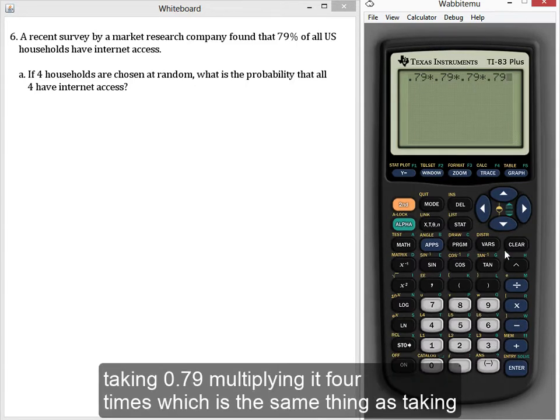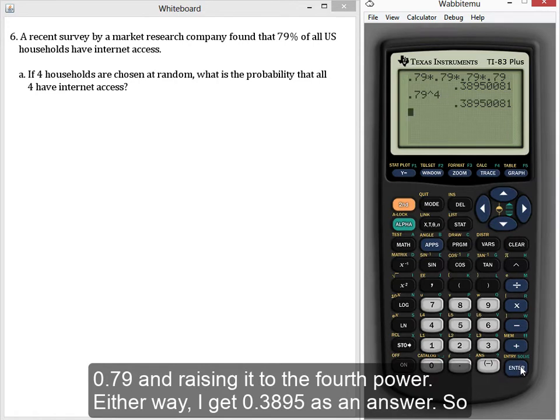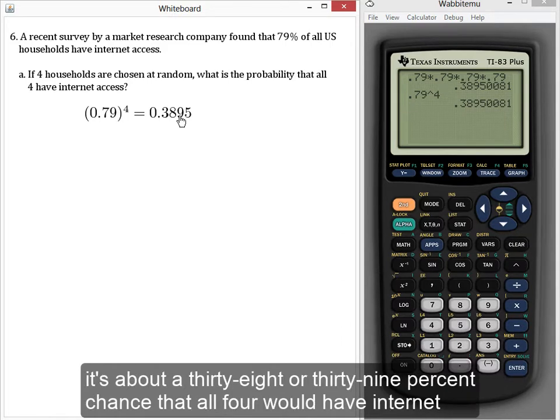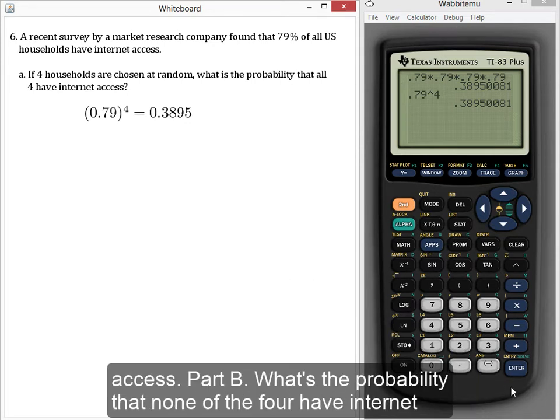So I'm just taking 0.79, multiplying it 4 times, which is the same thing as taking 0.79 and raising it to the 4th power. Either way, I get 0.3895 as an answer. So about a 39% chance that all 4 would have internet access.